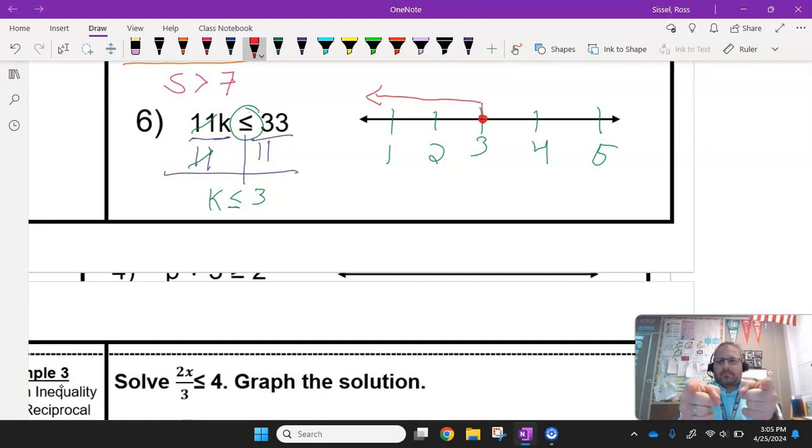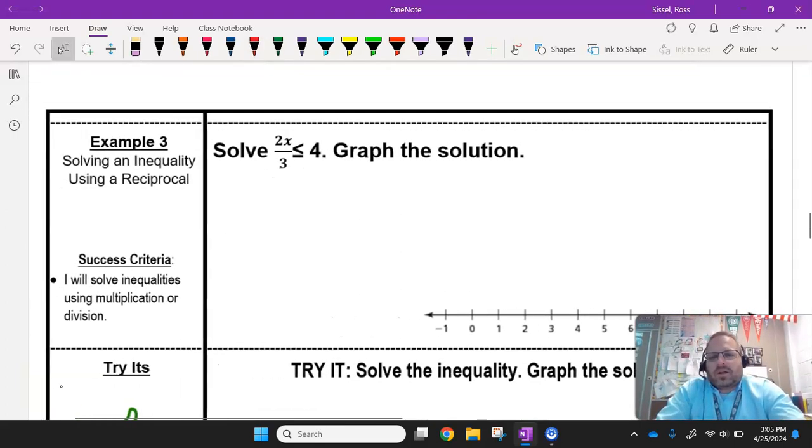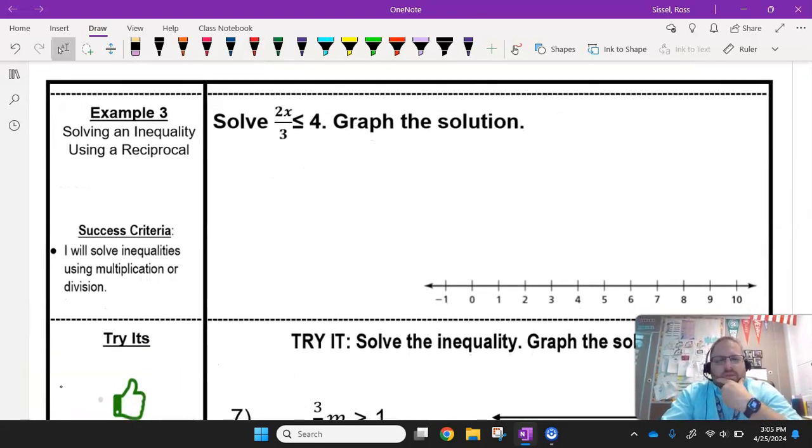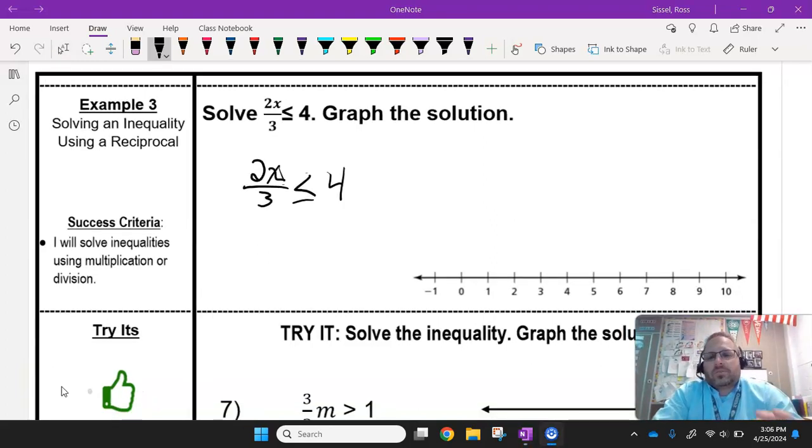Alright, we got one example left, and this is the one a lot of people are having some troubles with. So this one is solving an inequality by using the reciprocal. Okay, it's when we have our variable times by a fraction. So I'm going to rewrite this one so I have a little bit of space. Alright, so I saw some people have some troubles with this on the chapter 6 test.